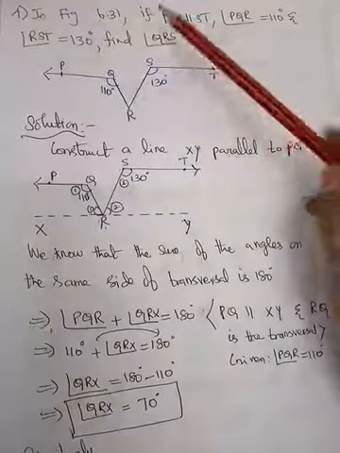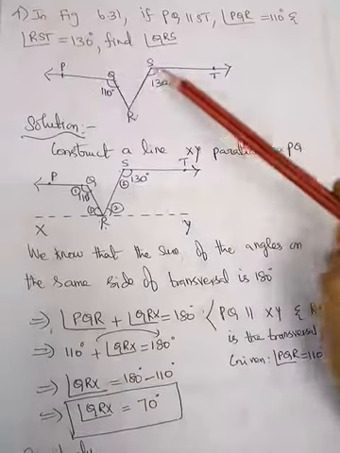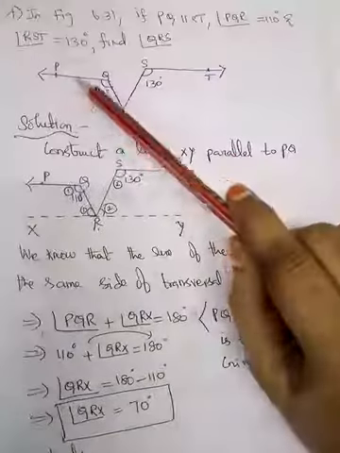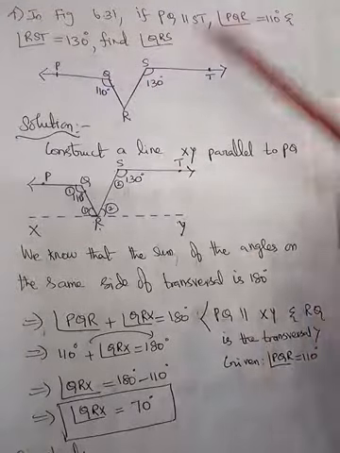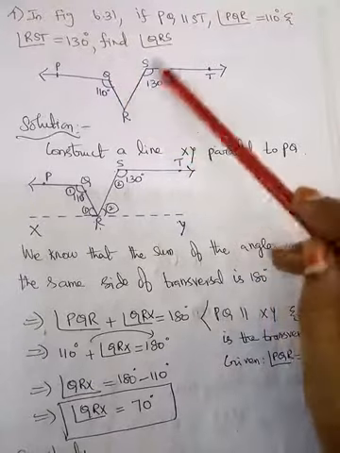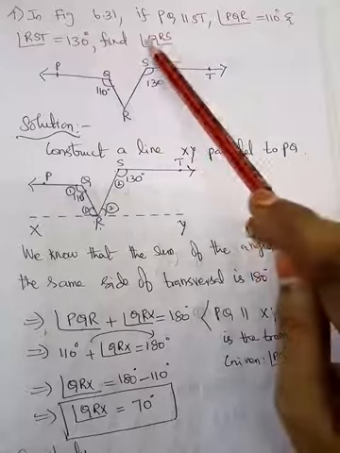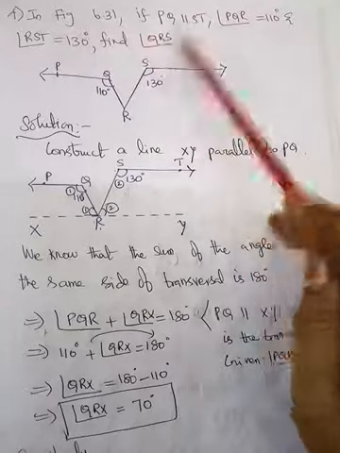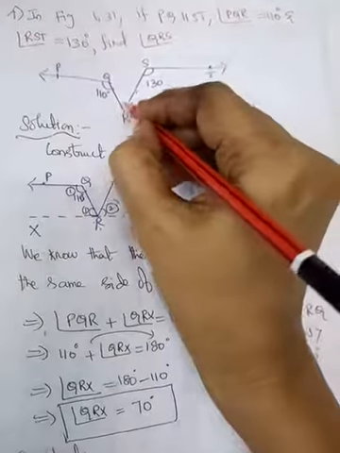In this figure, PQ is parallel to ST, given. Angle PQR is 110 degrees and angle RST is equal to 130 degrees. We should find out angle QRS, this angle we want to find.